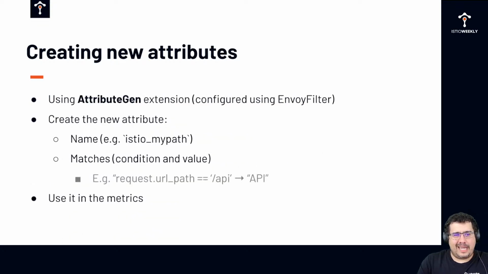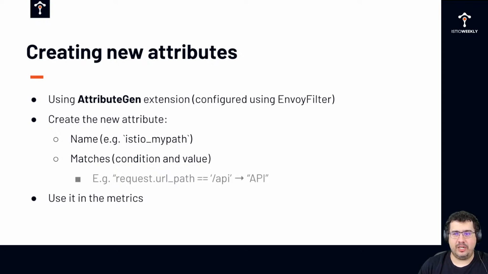All right, and then the last scenario, I think, that I have is when you want to create a completely new attribute, right? You don't want to use any of the attributes that are coming from Envoy. They're useless to you. You want to create your own, right? You want to create a completely new attribute, and you want to be the one that decides what the condition is for a certain value to be set to that attribute.